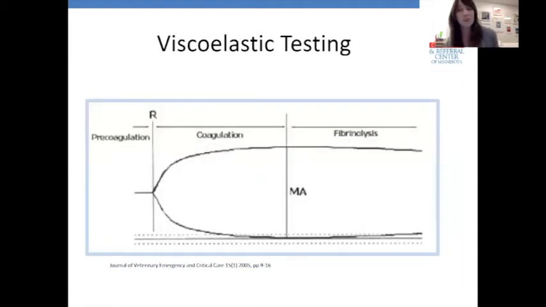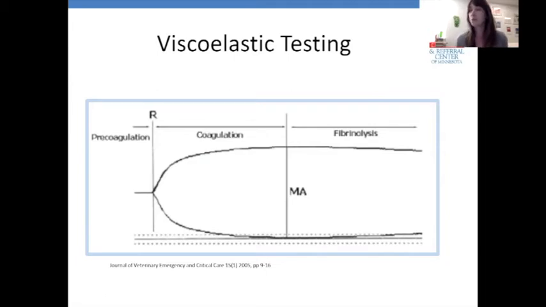Now we're going to move into what I think is really interesting about this talk, and that's viscoelastic testing. And that's just the long word for what you may have heard about in other talks. That's thromboelastography, also abbreviated TEG. TEG is really the name for a certain type of machine that evaluates global blood clotting. And so the term for global blood clotting evaluation with a graph that looks like this is viscoelastic testing.